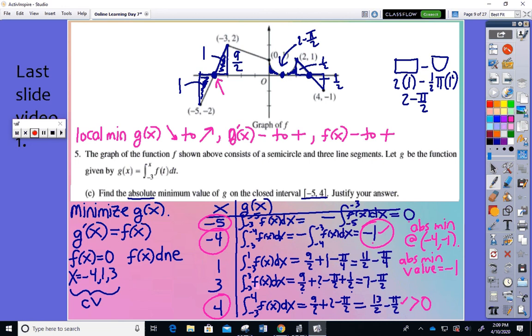So you'll pretty much get credit if you do that either way. Don't say the absolute min's at x equals negative 4 and stop, because you will not get credit. You've got to have the negative 1 attached to your answer one way or another.